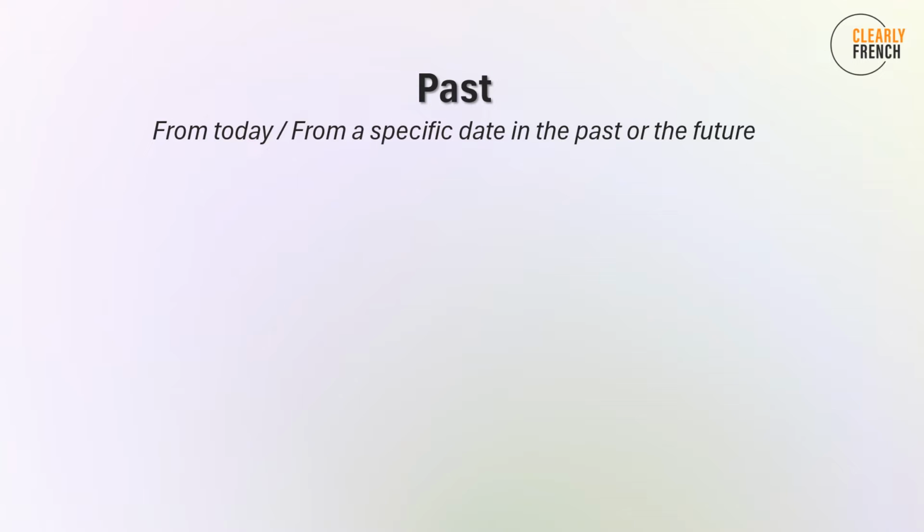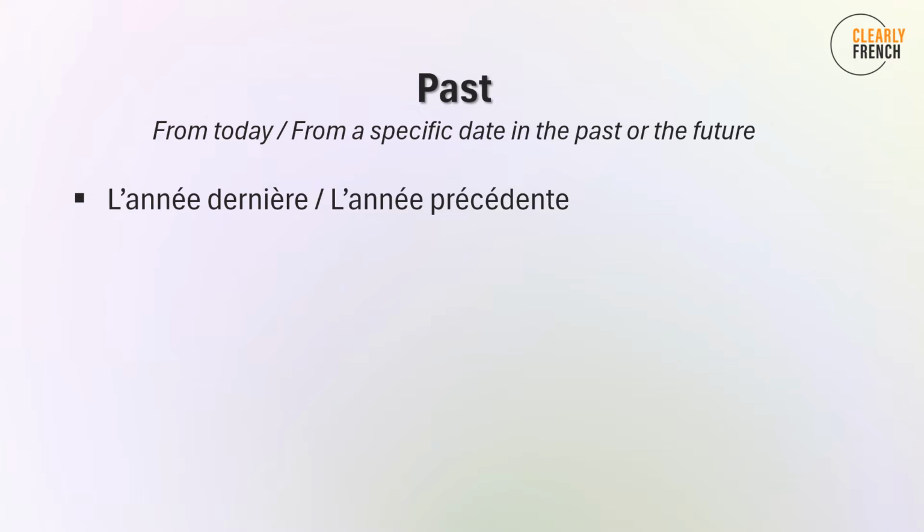We're going to start with the past, and we're going to compare today with when you're recounting something that happened on a specific date or something that will happen in the future. So when you say last year, you mean last year from now. Okay, so that's l'année dernière. But when you say l'année précédente, that's the year before a specific date.